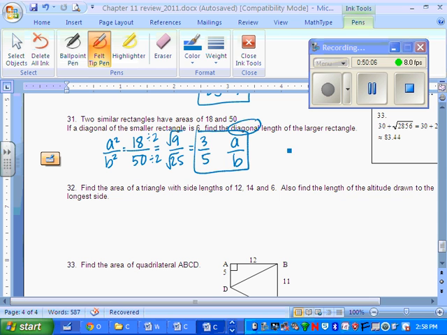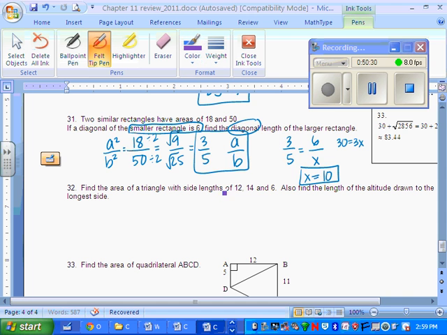Okay? So if I have 3 over 5, I can now pick the smaller one, which is 6. Smaller one goes with the smaller side, so this is 3, so 6 has to stay on top because it's smaller, over x. I cross multiply and end up getting 30 equals 3x, divide by 3, x equals 10. That's the length of the larger rectangle.